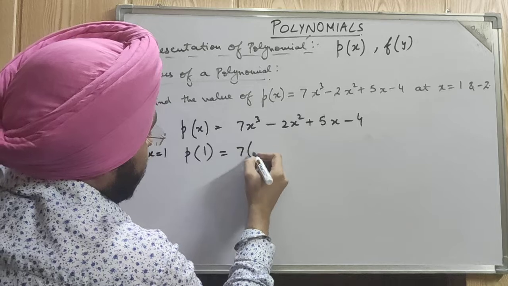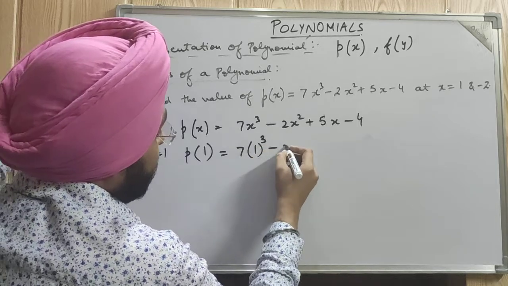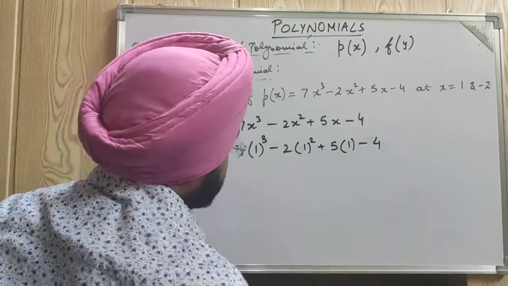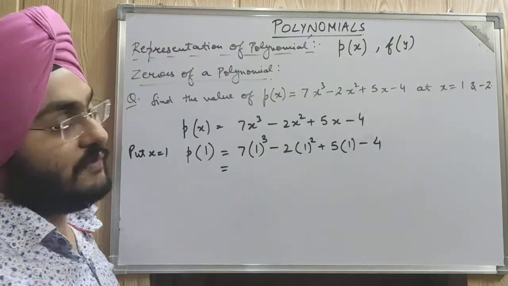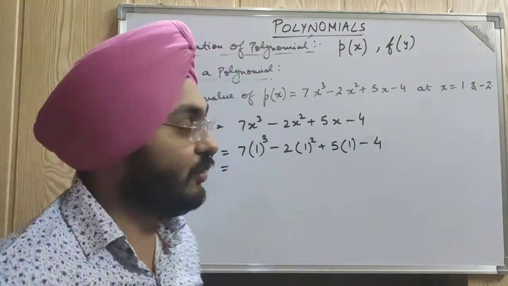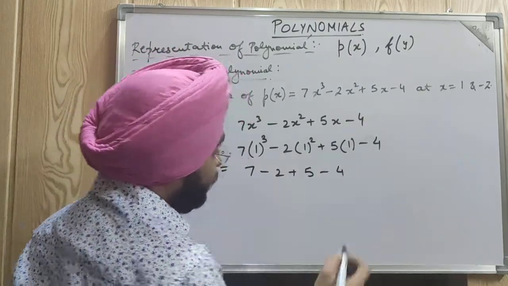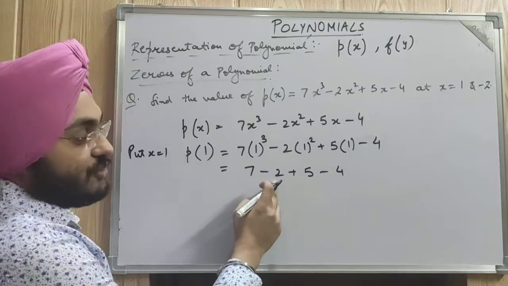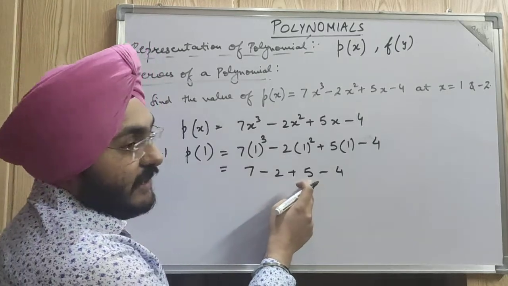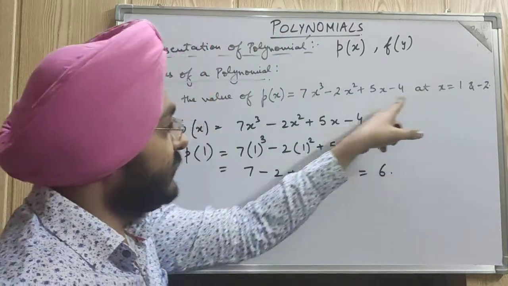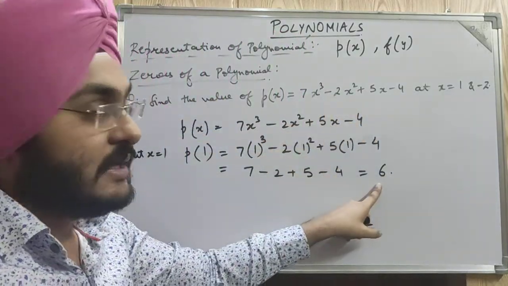So instead of x I will be writing 1. We have 7 into 1 cube minus 2 into 1 square plus 5 into 1 minus 4. What's the cube of 1? That will be 1 only. So can't I say 7 minus 2 plus 5 minus 4? 7 minus 2 will be 5, 5 plus 5 will be 10, 10 minus 4 will be 6. So at x equal to 1, the value of this polynomial will be 6.